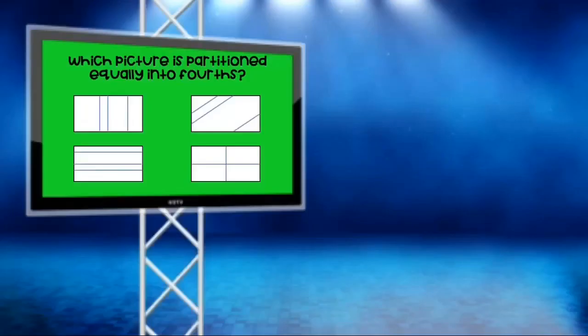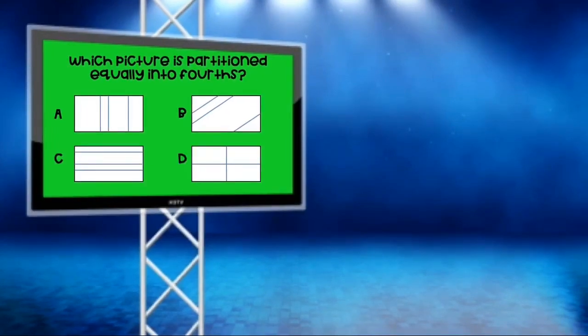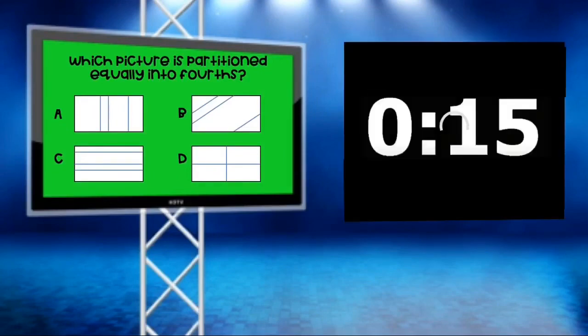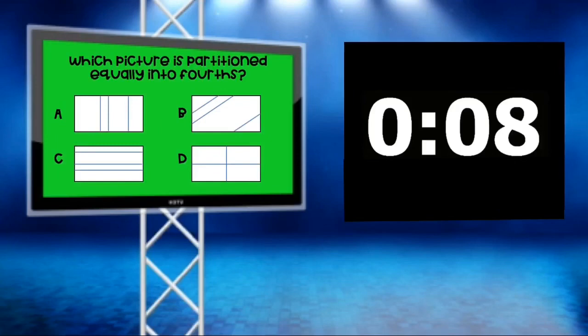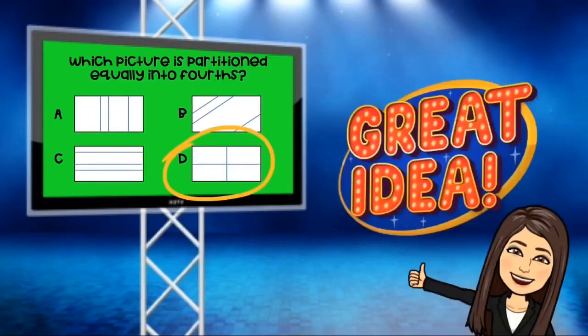Question 4. Which picture is partitioned equally into fourths? A, B, C, or D? Final answer? The answer is D. Which picture is partitioned equally into fourths?